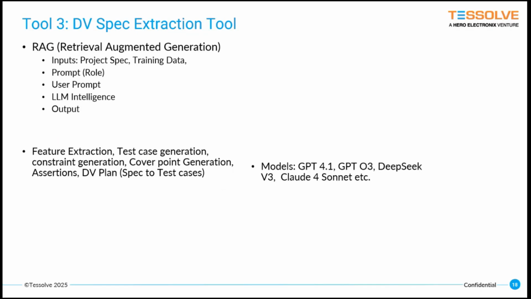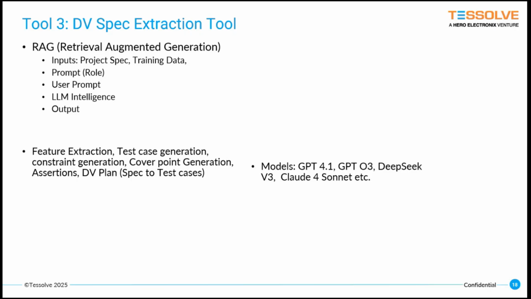The third tool is the DV Spec Extraction Tool. This is the third use case, a little complex, where it is expected to reform the way we look at verification. We are having different RAGs: dynamic RAG, conventional RAG, agentic RAG.